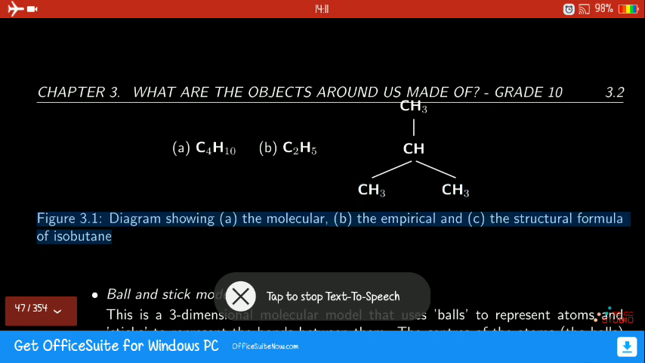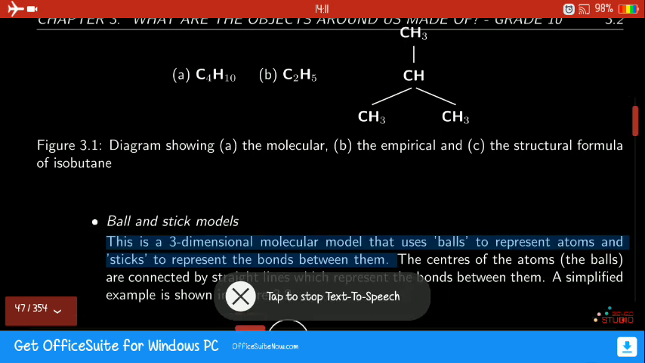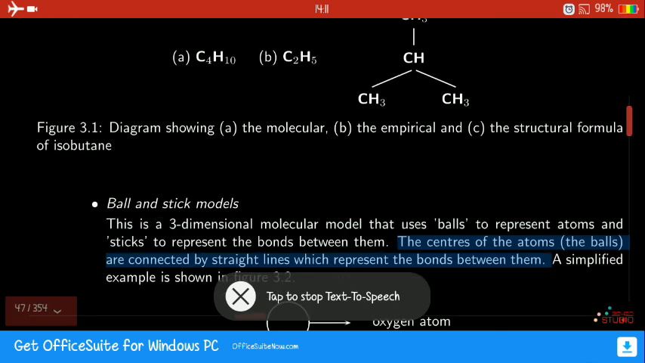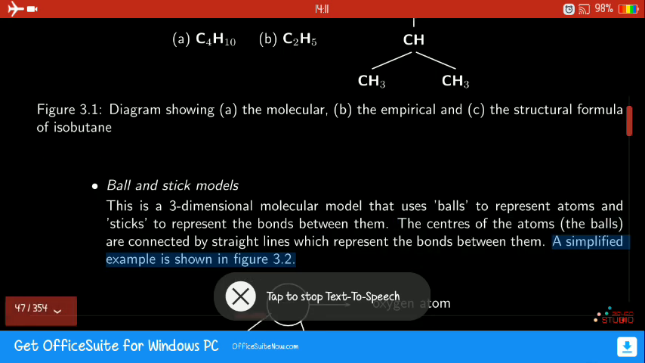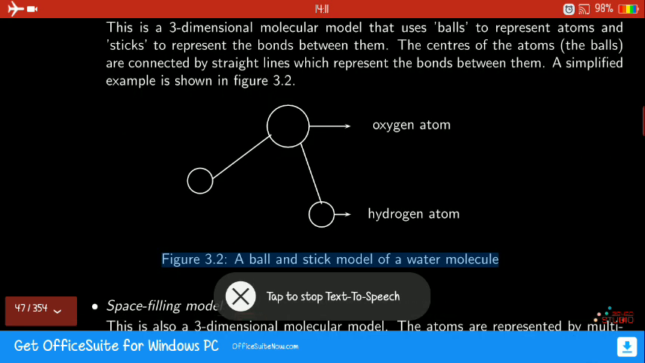Figure 3.1, diagram showing A, the molecular, B, the empirical, and C, the structural formula of isobutane. Ball and stick models. This is a three-dimensional molecular model that uses balls to represent atoms and sticks to represent the bonds between them. The centers of the atoms, the balls, are connected by straight lines which represent the bonds between them. A simplified example is shown in figure 3.2. Figure 3.2, a ball and stick model of a water molecule.